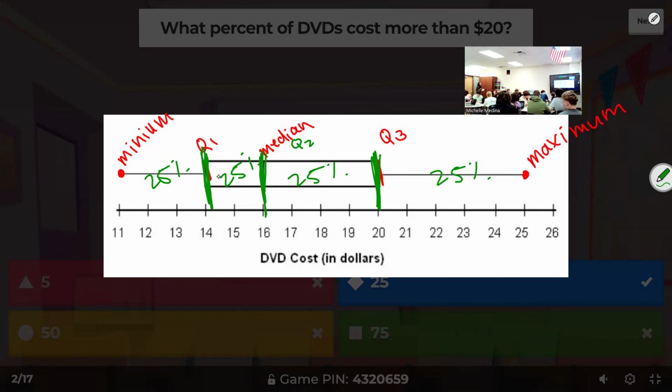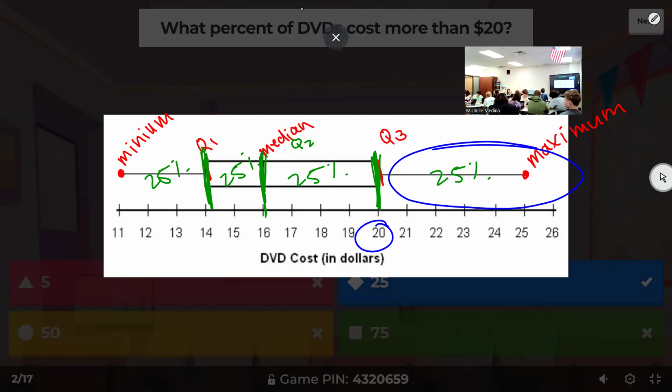So when we're talking about what percent costs more than $20, well, here's where 20 is. Only 25% of the data costs more than $20. That makes sense? For box plots, you need to know that what I wrote in the red is what makes the box plot. And then that the quartiles split the data into quarters. So if we're asking what percent of DVDs cost more than $20, only 25%. Question?